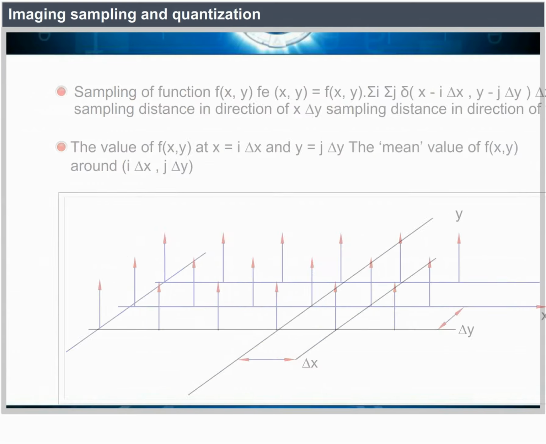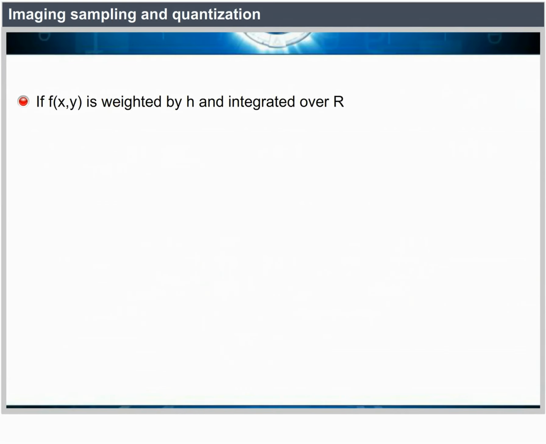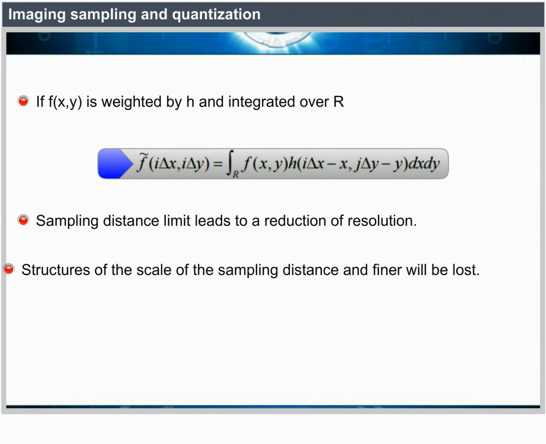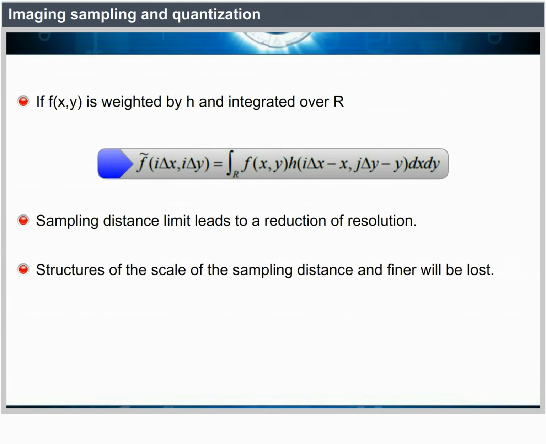If the function f(x, y) is weighted by h and integrated over R, f bar of (i delta x, j delta y) equals the integral of f(x, y) times h(i delta x minus x, j delta y minus y) dx dy. Sampling distance limits lead to a reduction in resolution. Structures of about the scale of the sampling distance and finer will be lost.